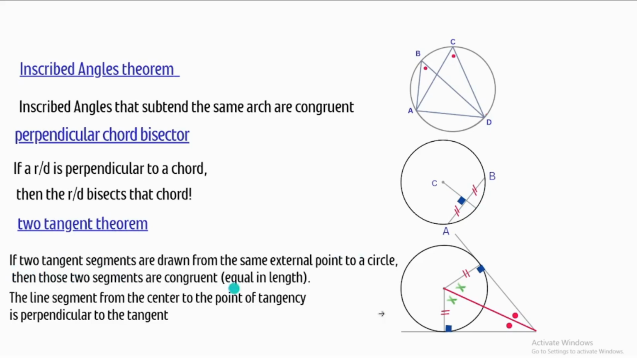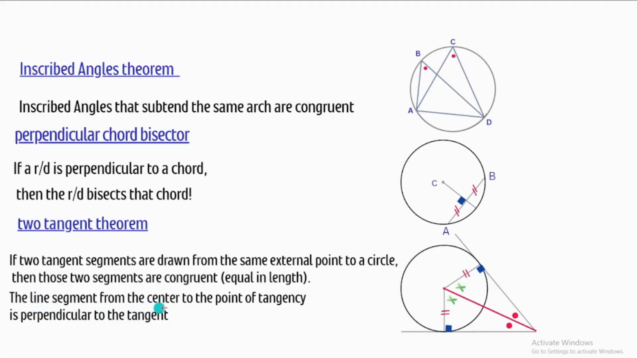If two tangents, what is the tangent? The tangent is a straight line which touches the circle at one point from outside. We have a straight line that touches the circle at one point. If two tangent segments are drawn from the same external point to the same circle, then those two segments are congruent, equal in length.